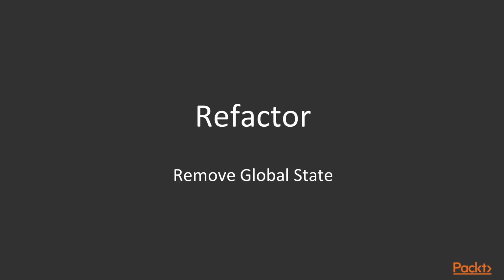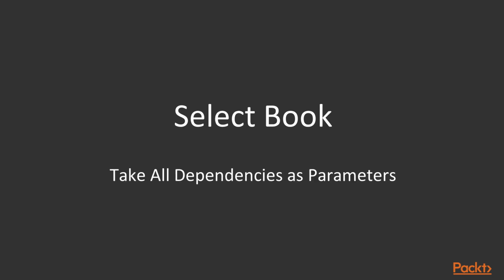The recommend book feature we'll do in a full-on pure function mode. Other parts will concentrate on certain aspects of the pure function approach. For the refactoring, we'll try and replace global state with parameters. For the select book, we'll try and receive all our dependencies, including functions, in our method parameters. We'll point out the advantages of each of these cases.